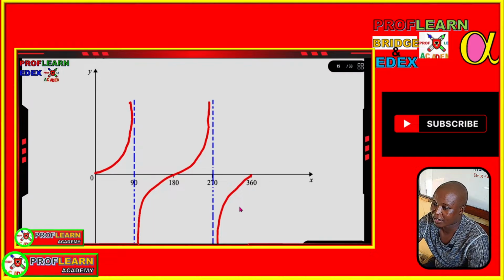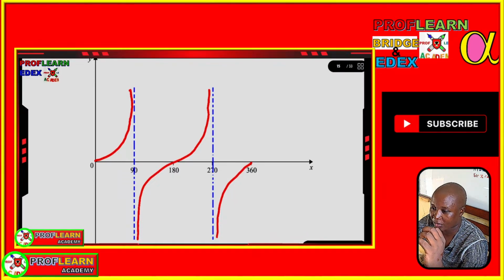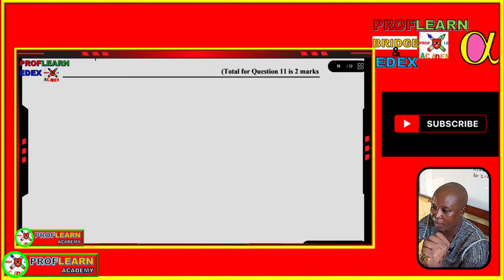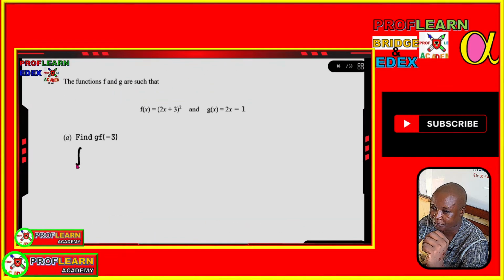So that is how a tan graph looks, but you have to remember that the asymptotes are lines the graph will never touch, and in this case the asymptotes are at 90 and 270. So basically that's what we're going to do in answering a question like that.